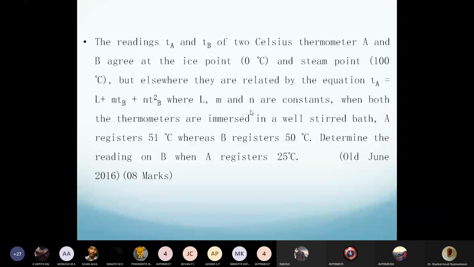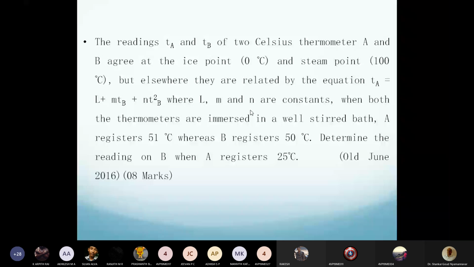Someone has given answer m is equal to 1. No, it's a wrong answer. M is equal to 1 is not correct. So what did you get for the third equation? 1.02 is equal to m plus 50n. Don't write 1.02, just write it as 51 by 50. Can you write like that? Okay, sir. 51 by 50. Okay, like that you write.